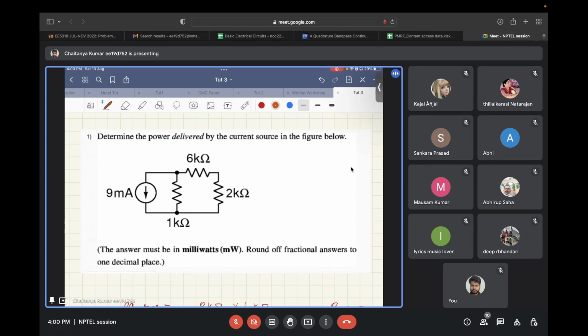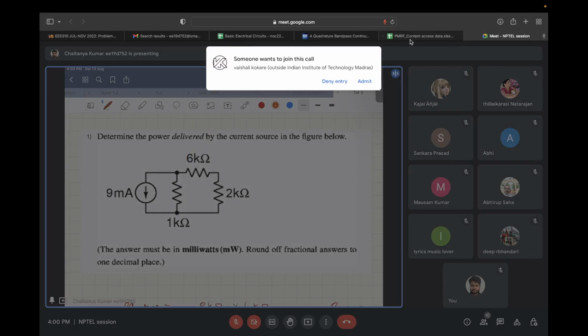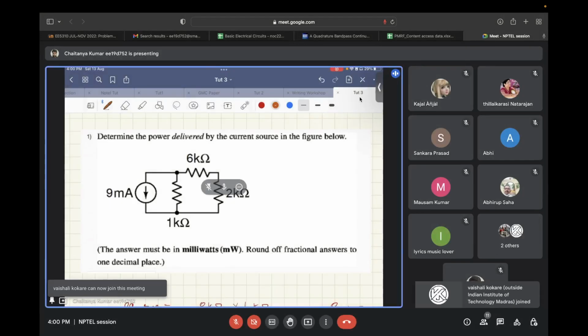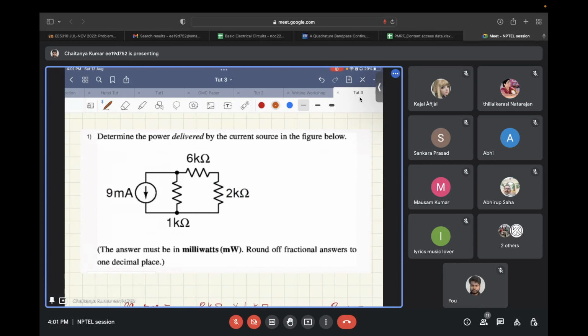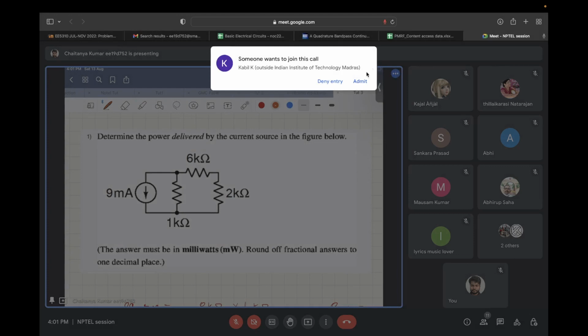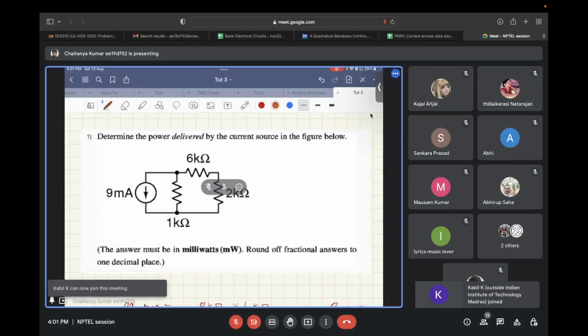So let's start with the first question. It is there on your screen. You need to determine the power that is being delivered by the current source in the below mentioned figure. Please try it out. And if you are done with the question, you can paste your answer in the chat window.